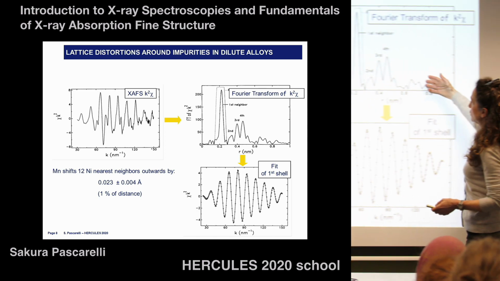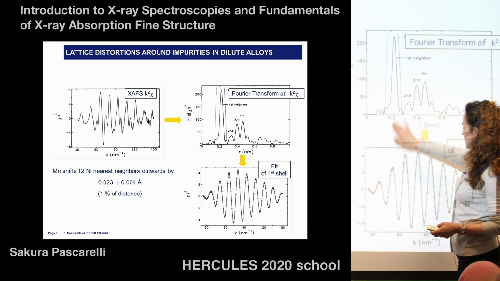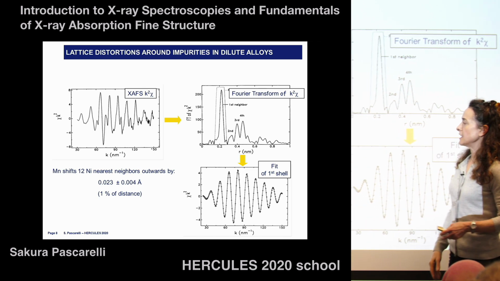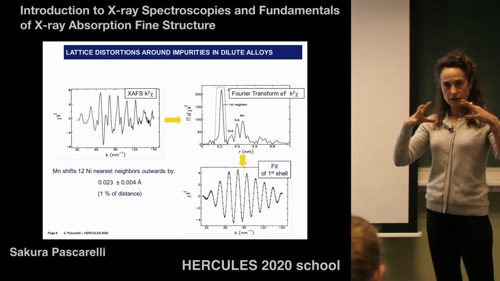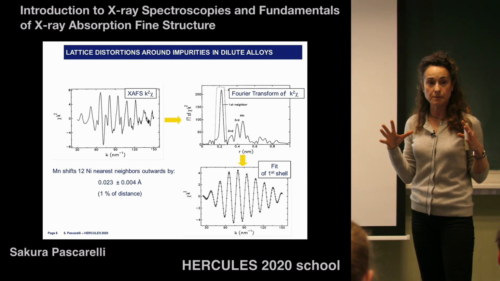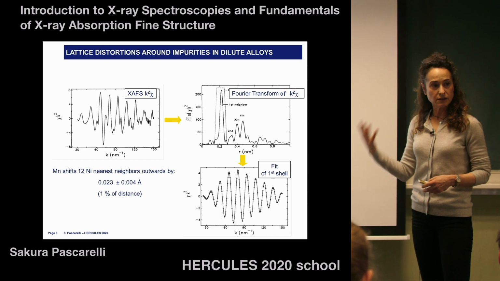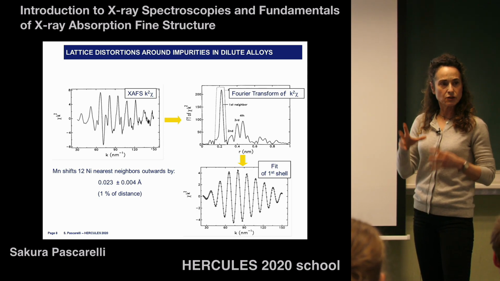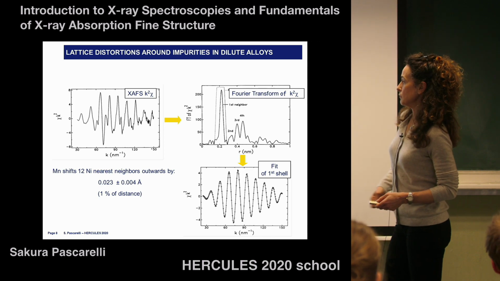They Fourier transformed it, and they looked at this peak, or this wave, which looks like this. They fitted it, and they found that actually when you put a little bit of manganese in nickel, it really shifts the nickel first shell a lot. I mean, this is 1%, which is huge, actually. And with this information, they were able to understand a lot why, when you put just a little bit of something into something else, the properties change a lot, and why they had this evolution.